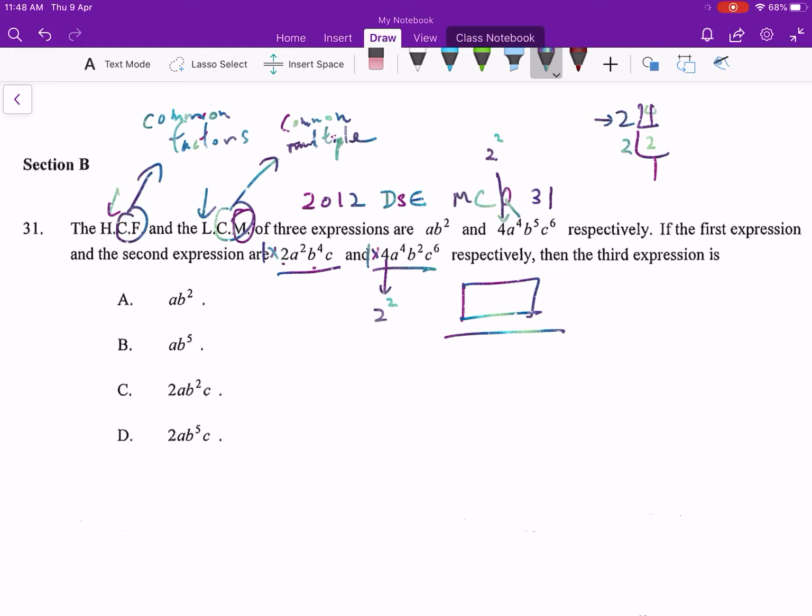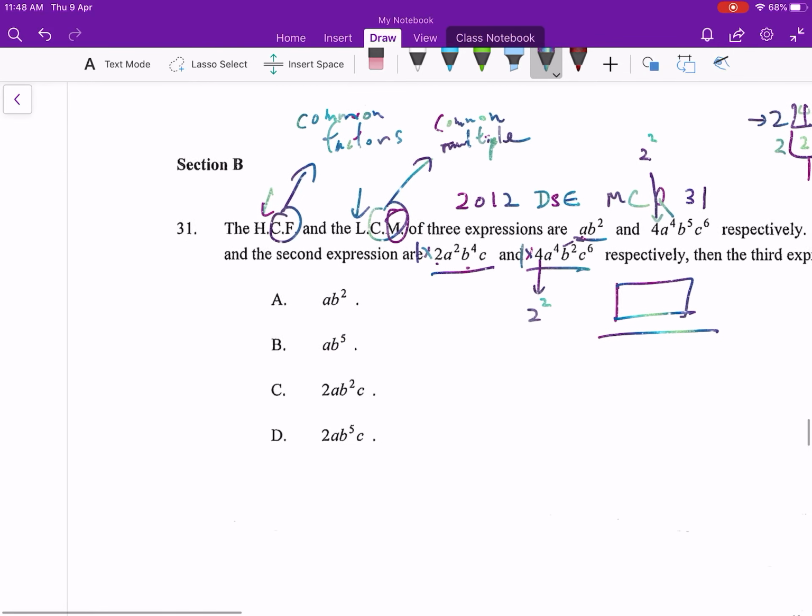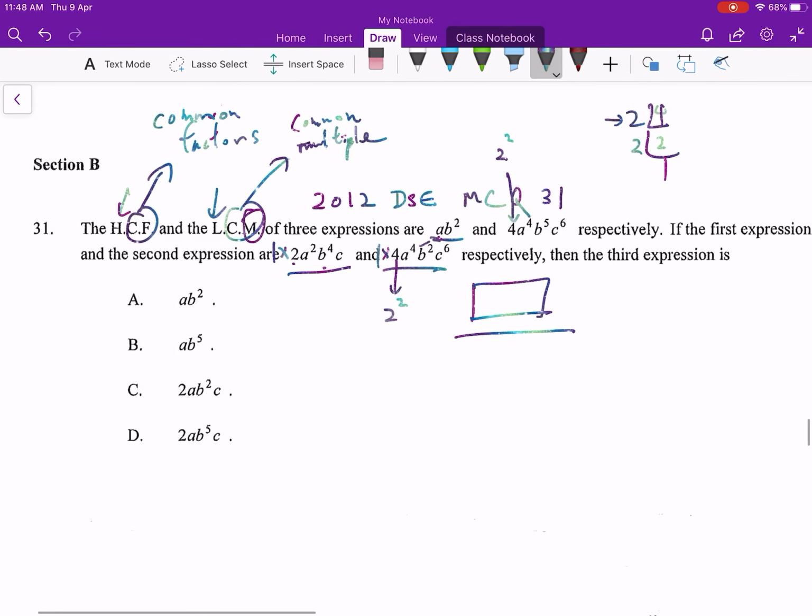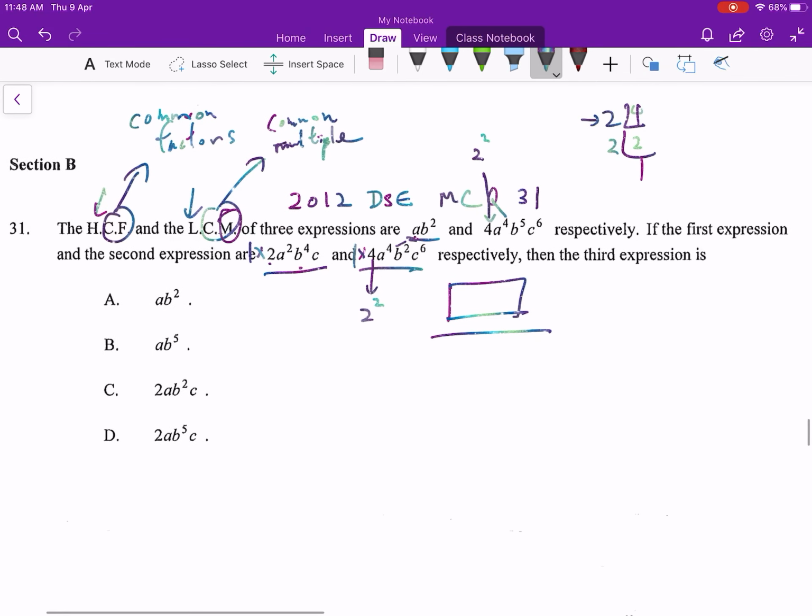So there's a common factor here. How do we know what the third term is here? As you can see, there's no number here, right? Which means there's no number for our third term, because there's no common factor for the number. The common factor for the number is 1, so there's a 1 here, I can say, okay?